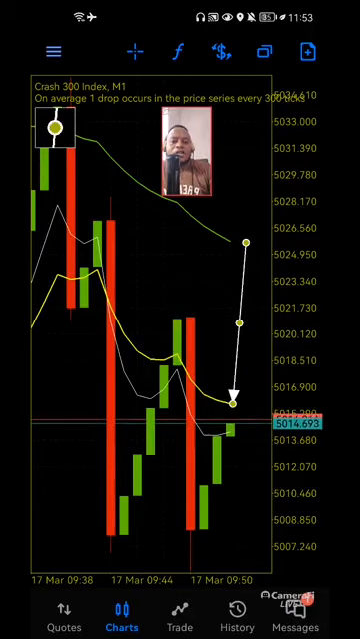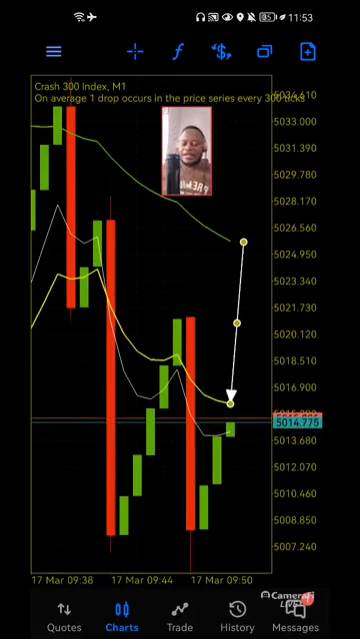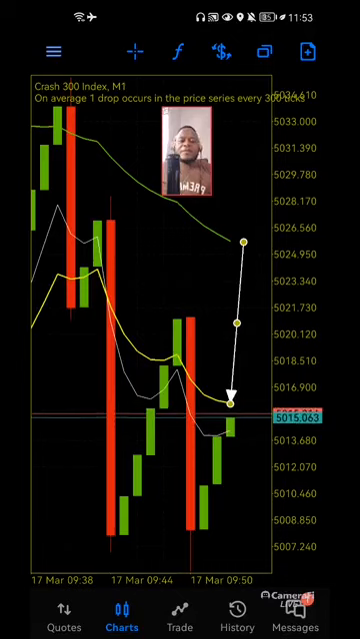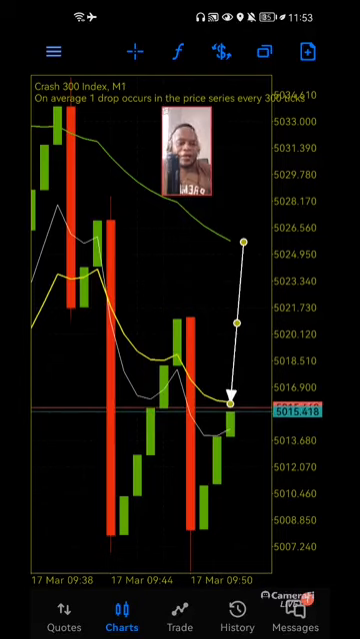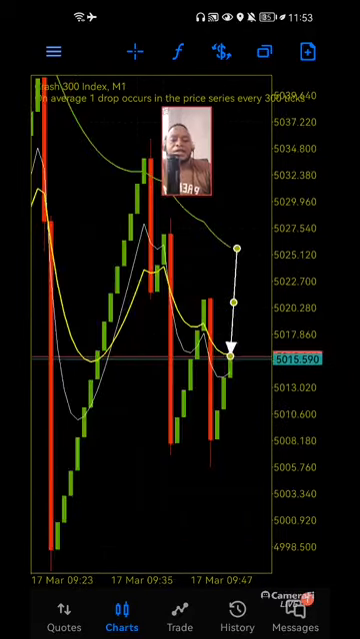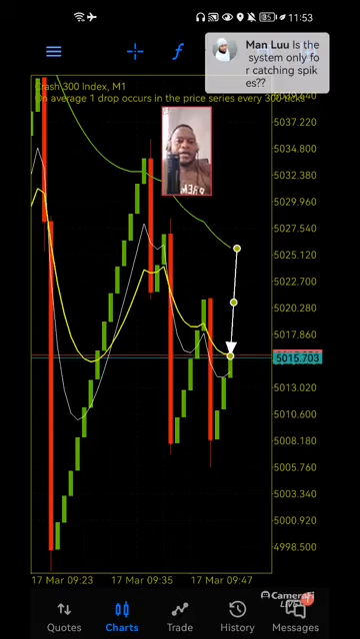You are approaching the yellow line on Crash 300. You know the deal. You are approaching the yellow line. You know the deal. Enter a sell. Crash 300, enter a sell. One minute time frame. We want to catch a spike there.